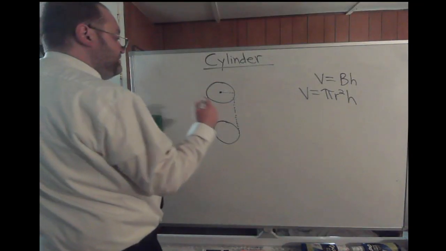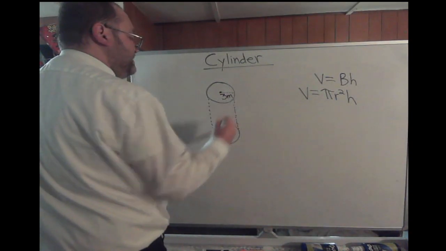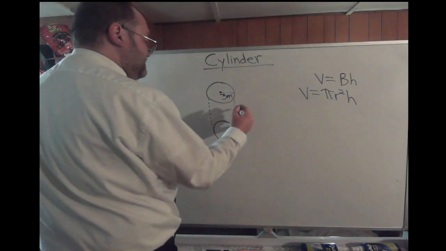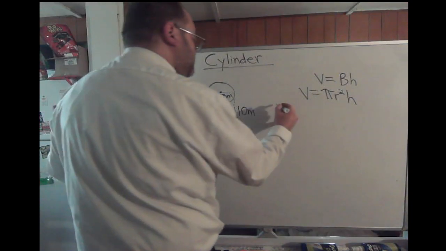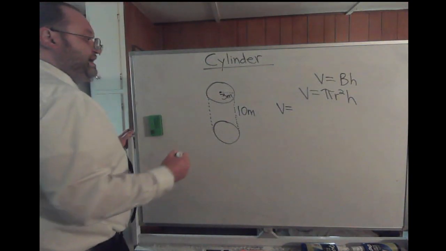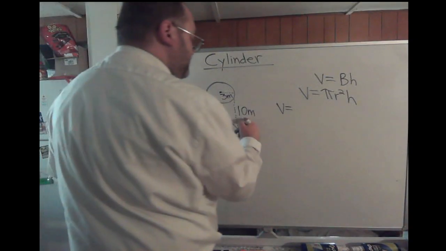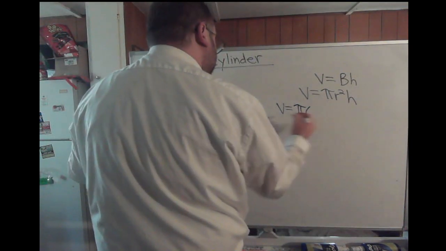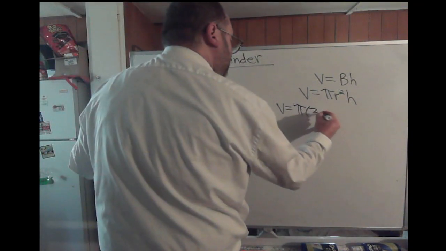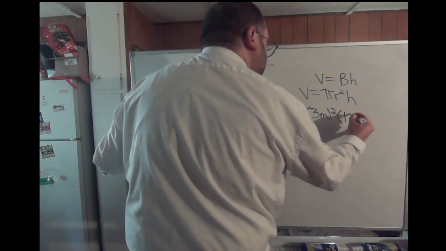Let's say the radius of this circle is going to be 3 meters, the radius of that circle for the base. The height would be 10 meters. Okay, so let's find the volume of this cylinder that has the radius of the base circle of 3 meters and the height of the cylinder being 10 meters. So we'll do pi times the radius of 3 meters to the second power times the height being 10 meters.